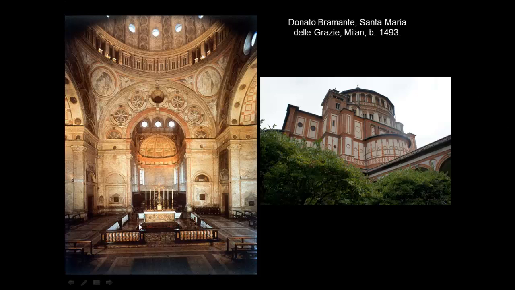So here I'm showing you a detailed view looking towards the main apse of the church. You see the high altar in the very center underneath the dome. And in the photo on the right, we're looking at that apse extension that you see in the back of the photo to the left. This was perhaps done in collaboration with a couple of other artists, including Leonardo da Vinci, because he was also at the court of Ludovico Sforza at this time.